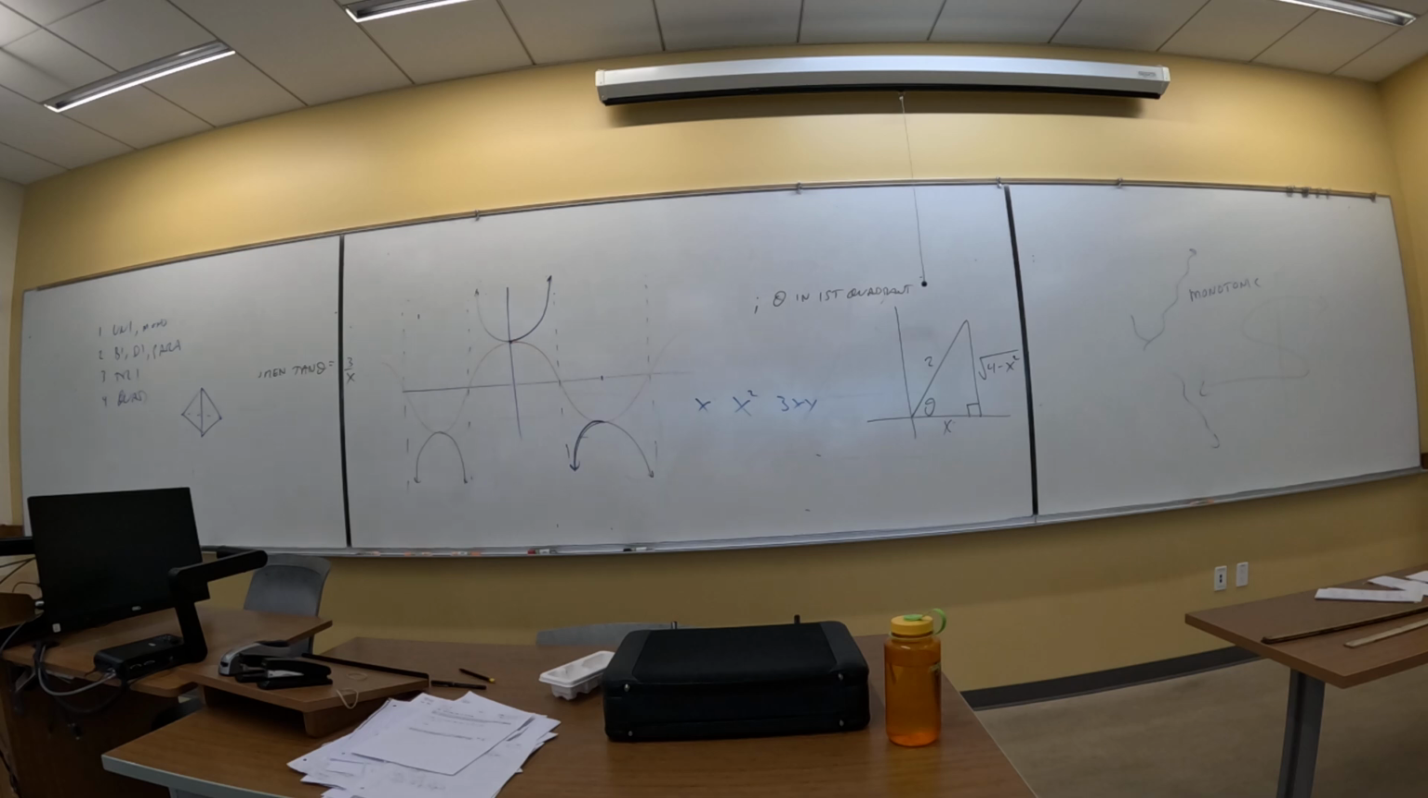Polygons use the gon. Decagon, hexagon, all that. That means two-dimensional. Hedron is what we use if it's three-dimensional. This is not a quadrahedron.